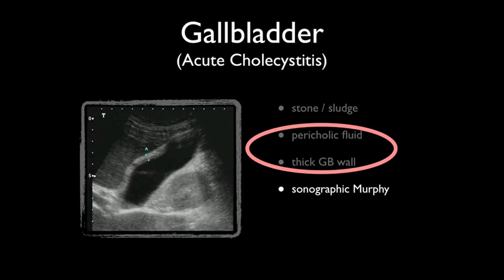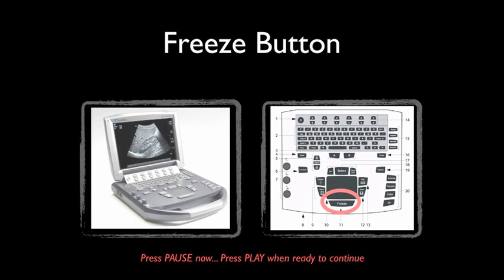The internal diameter of the common bile duct should be less than 6 millimeters until the age of 60, and then plus 1 millimeter for every decade after that. So for example, someone that is 80 years old should have an internal common bile duct diameter less than 8 millimeters. Now go ahead and freeze your gallbladder image and try to measure, using your calipers, the width of the gallbladder. Press pause now. Press play when ready to continue.